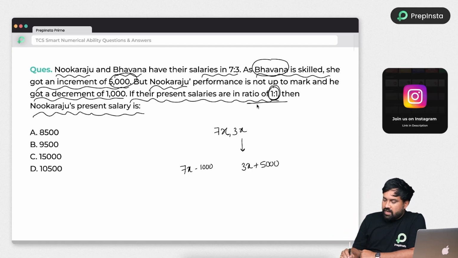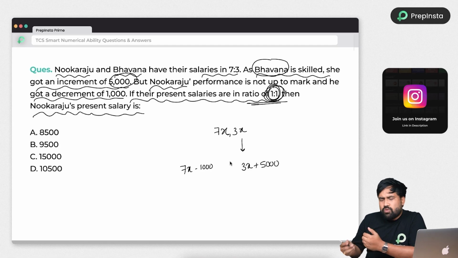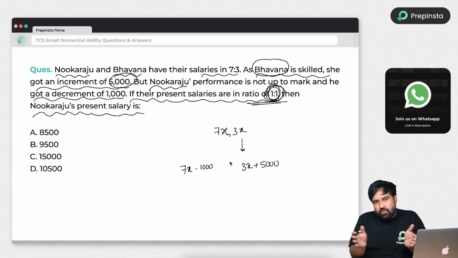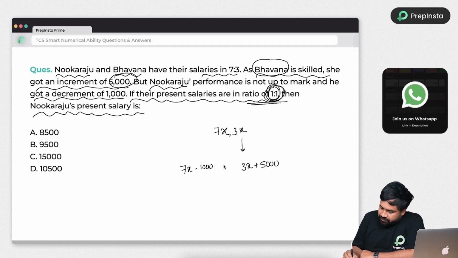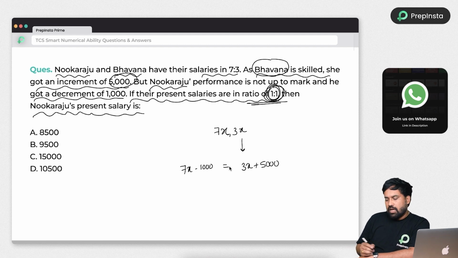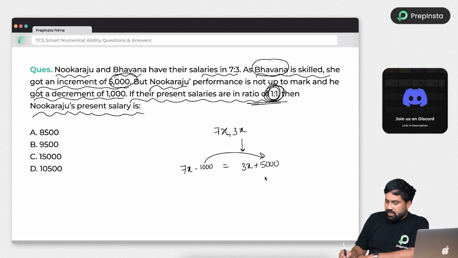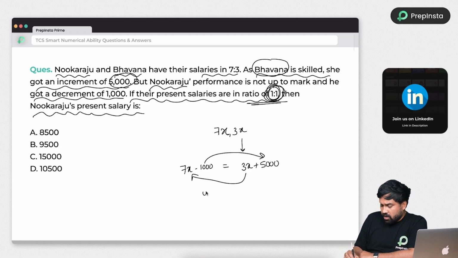So the ratio of salaries became 1 is to 1. So 1 is to 1 means what? Their salaries are equal. So simply equate them: 7x minus 1,000 equals 3x plus 5,000. The 1,000 goes to the other side, making 6,000, and 3x comes to this side, so 7x minus 3x is 4x. So 4x is equal to 6,000. That implies x is equal to 6,000 by 4, which is 1,500.